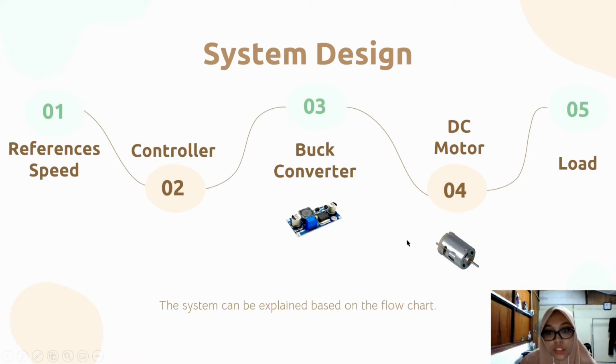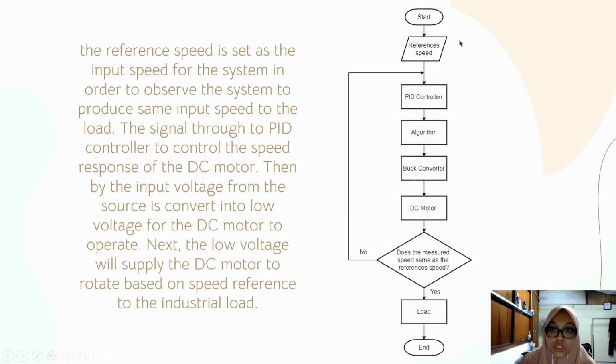I'm going to explain with a flow chart. From here we can see the signal from a specific speed reference. We go to the PID controller for tuning the signal, and we go to the algorithm where we calculate the signal with automatic modeling, and we get the output speed as continuous. Then we go to the buck converter for converting the signal, and it goes to the motor. If the signal is not the same as the speed reference, then it goes back to the PID controller and repeats.